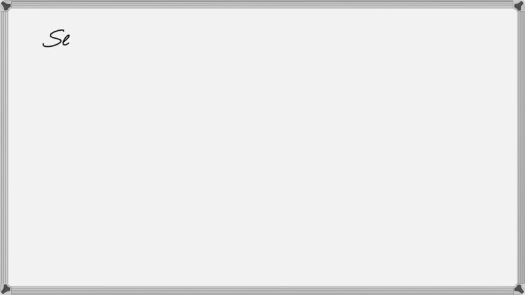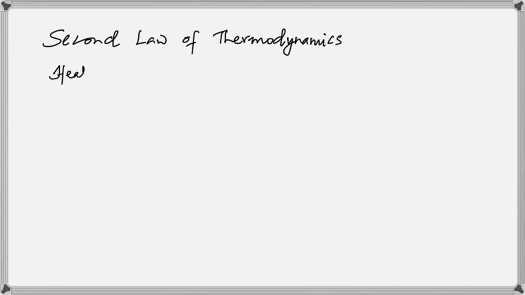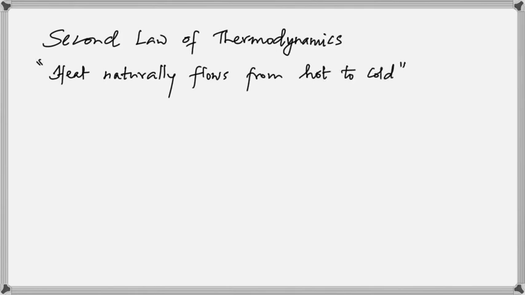All right, let's now move on to the second law of thermodynamics. I am presenting the second law of thermodynamics in the simplest form possible, which is if you put a hot object in contact with a cold object, a hot in contact with the cold, then heat naturally flows from the hot to the cold. We don't have to do anything, it's spontaneous. So that is the simplest statement for the second law of thermodynamics, that heat naturally flows from hot to cold.